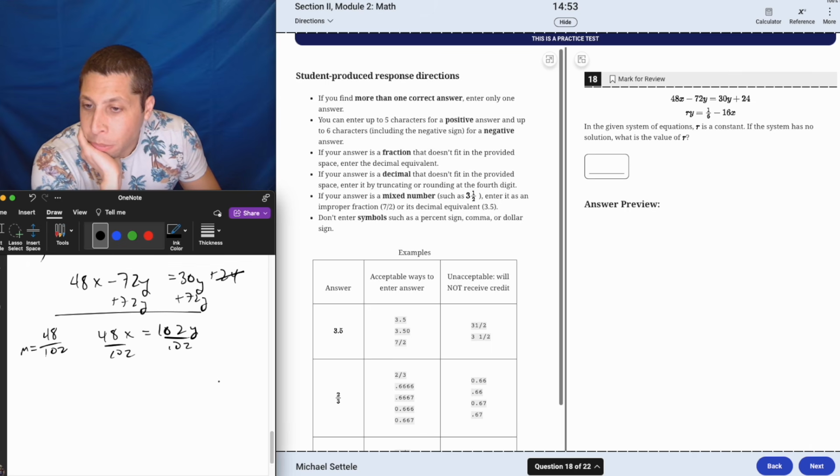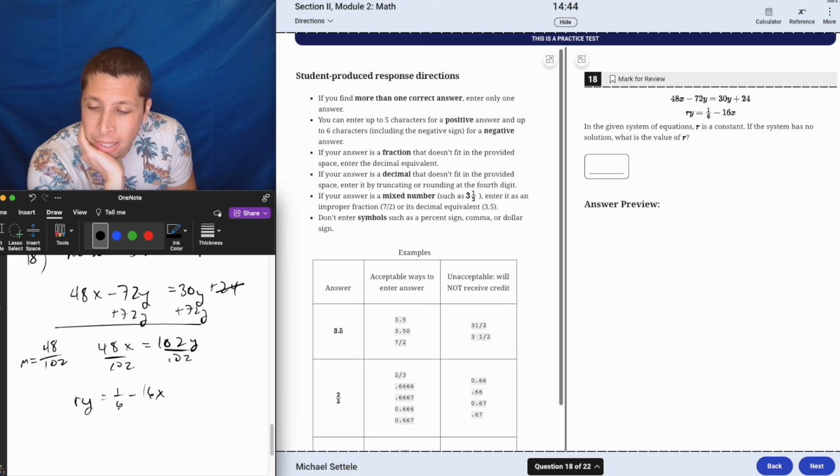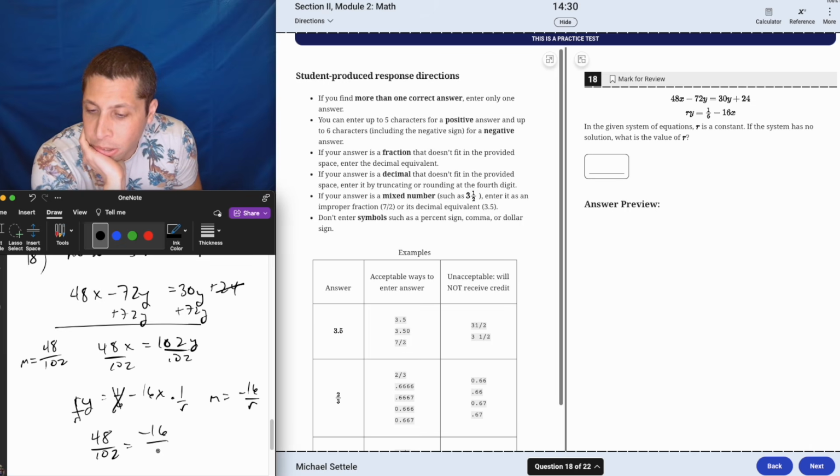All right, we'll worry about the reducing later if we need it. The other equation is ry equals 1/6 minus 16x. Again, kill this, don't need it. I need slopes, so divide by r, which is the same as multiplying by 1 over r. So my slope here is negative 16 over r. So their same slope, 48 over 102, is equal to negative 16 over r.